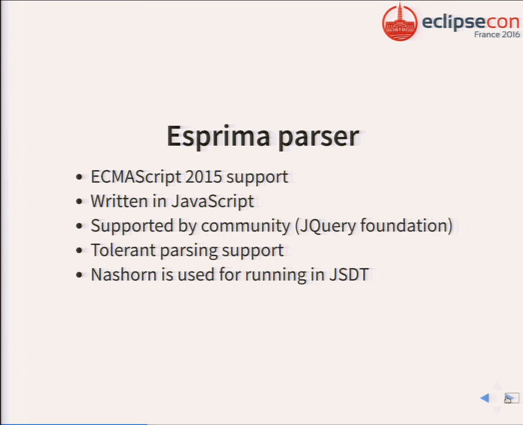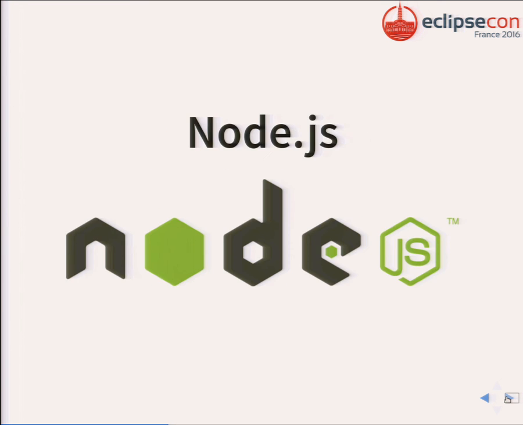After making several benchmarks, it was decided to switch to the Esprima parser, which is a JavaScript-based parser, and it's part of the jQuery Foundation now. Due to the fact that it's written in JavaScript, the Nashorn JavaScript engine that is part of Java 8 is used for running Esprima. So we have a class loader hook for using Nashorn bundles and running Esprima on top of it. It has tolerant parsing support, which basically means that when the parser tries to parse a JavaScript file, it doesn't fail on the first error, but rather tries to parse till the very end and then has a collection of errors.